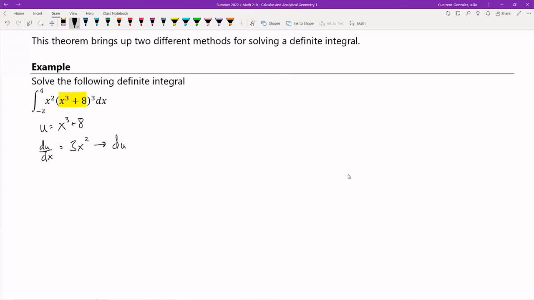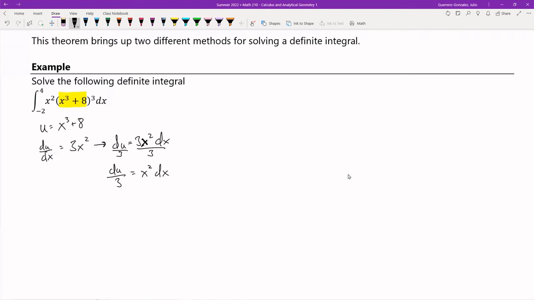So it's going to be du is equal to 3x squared dx. But I need x squared, so I just need this portion right here, without the 3. So I'm just going to divide by 3. Divide by 3, divide by 3. So then du over 3 is equal to x squared dx. Now I have the thing that I need to group together.